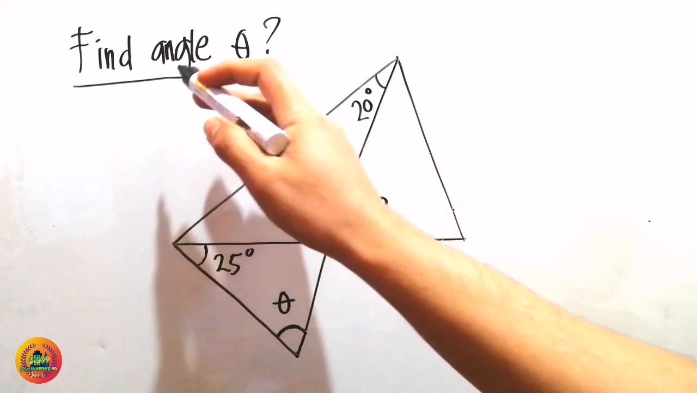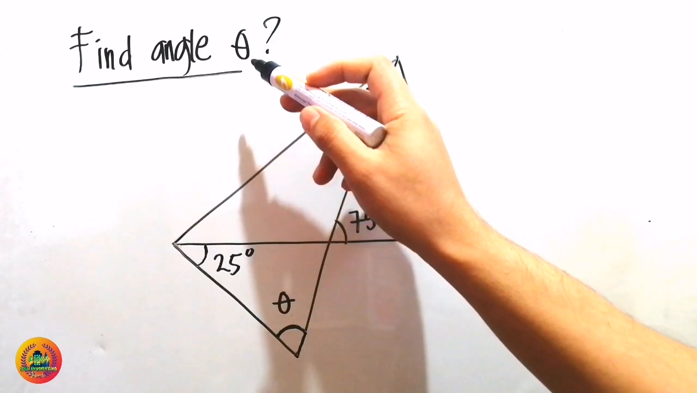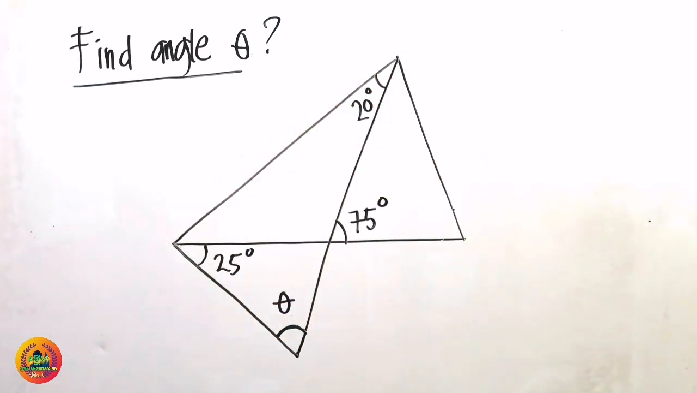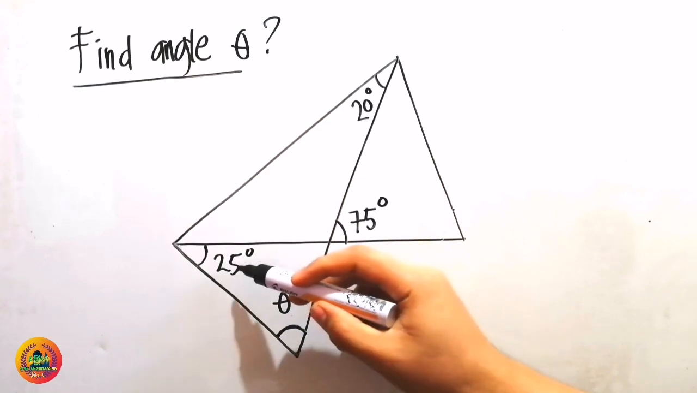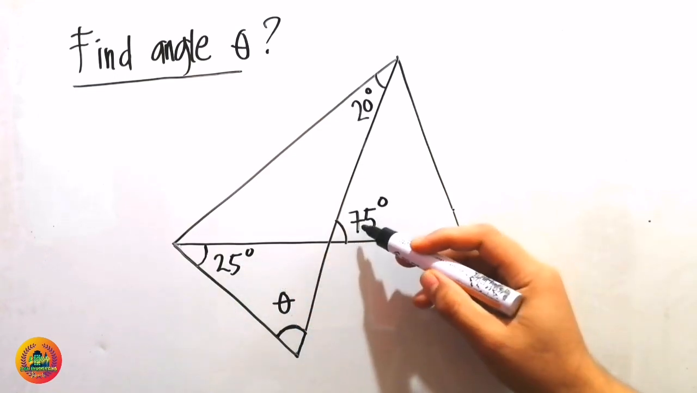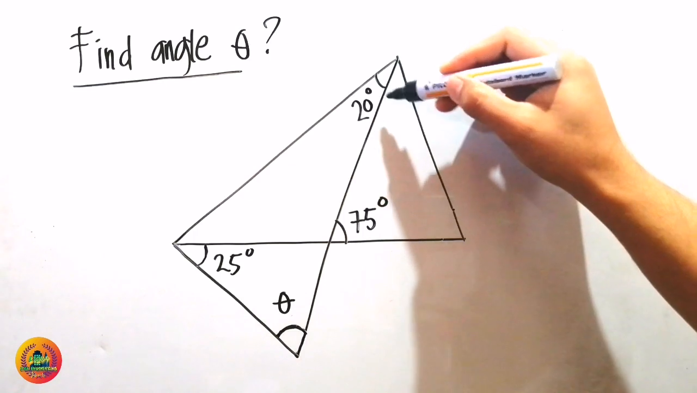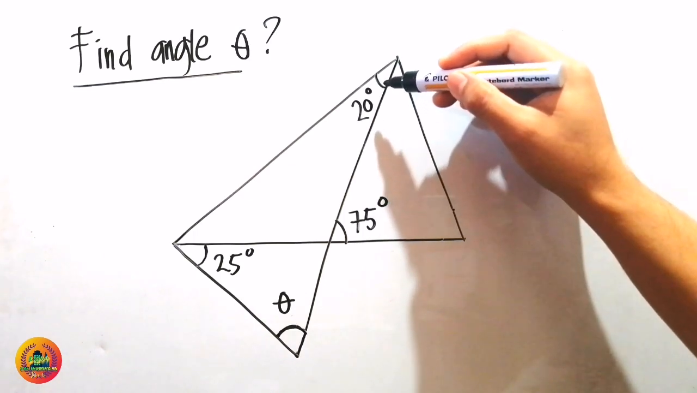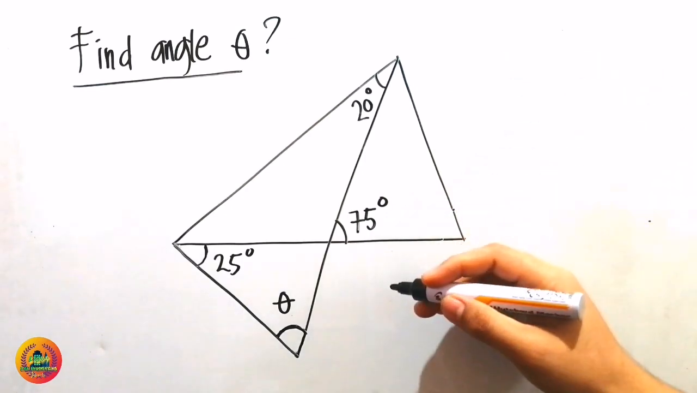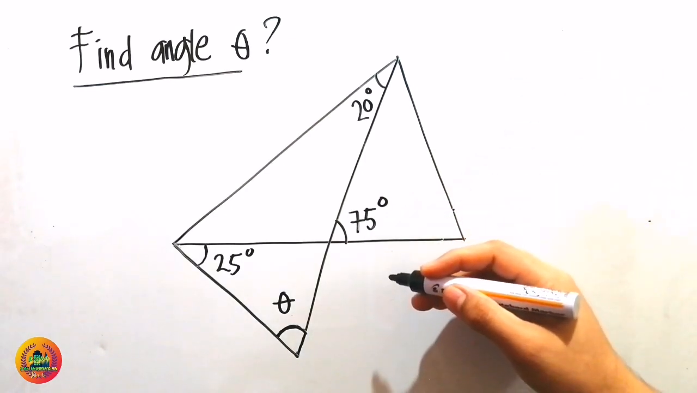Our problem today is to find the angle theta from this figure. As you can see, we have the angle theta here, and the given angles are 25 degrees, 75 degrees, and 20 degrees. So let's start.